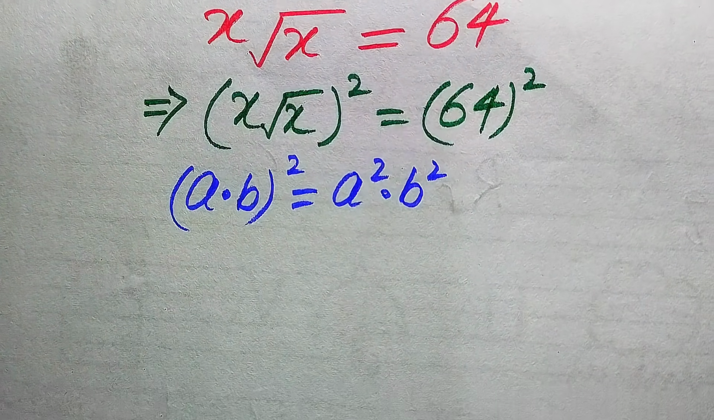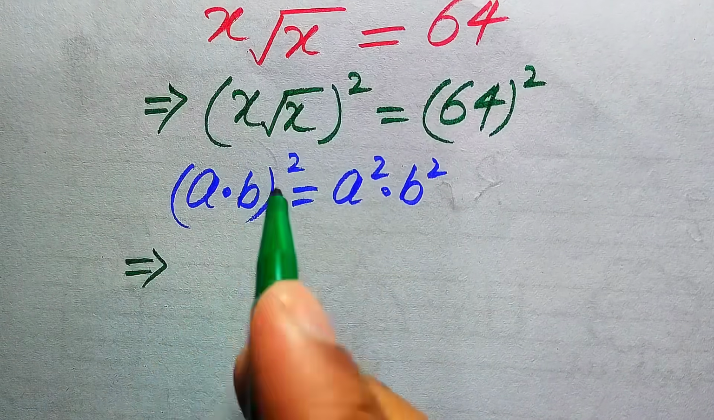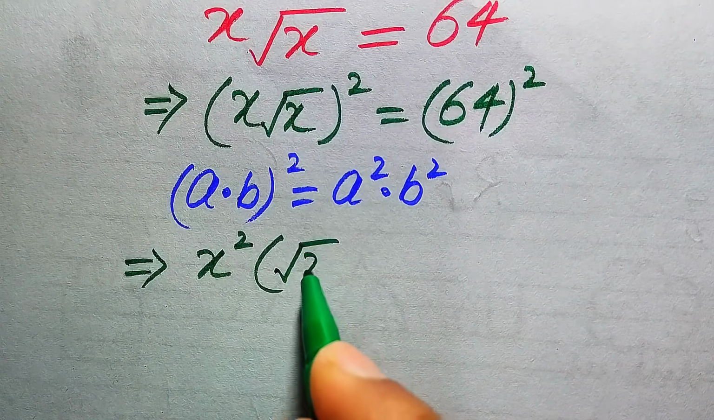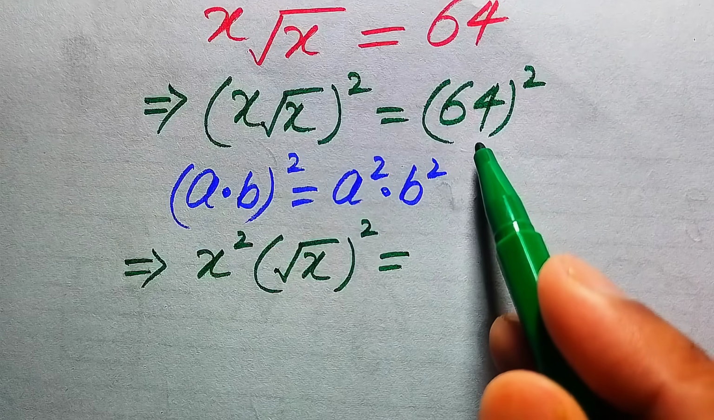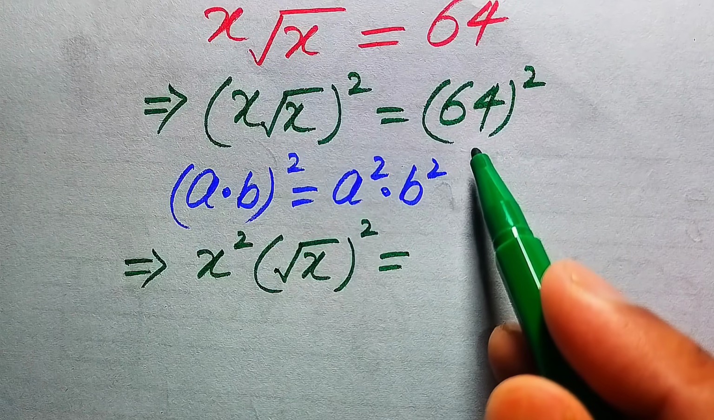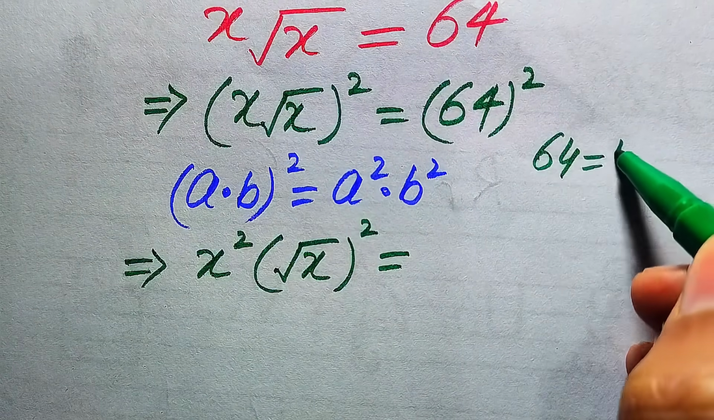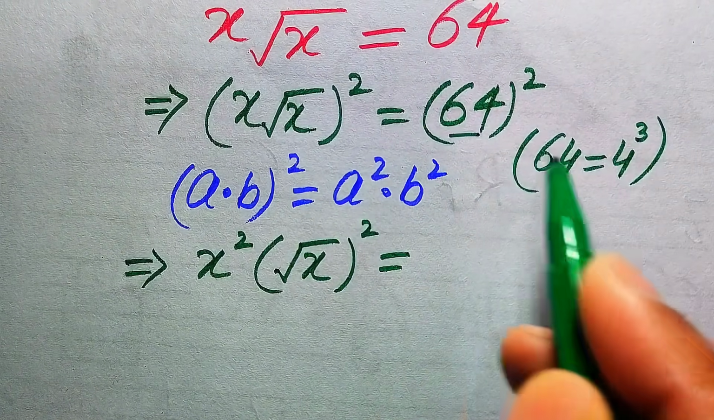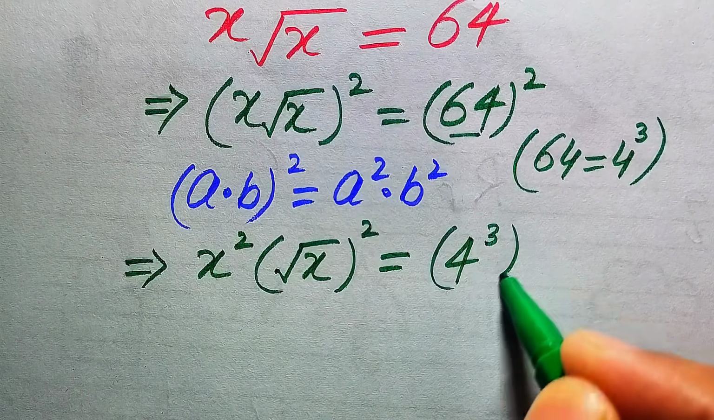So in the same pattern we can apply the square separately on both of these two values, and it becomes x squared into the square root of x, whole squared, equals 64. And you know about that, 64 is equal to 4 cubed. So we replace 64 with 4 cubed and it will be written as 4 cubed and its whole square.